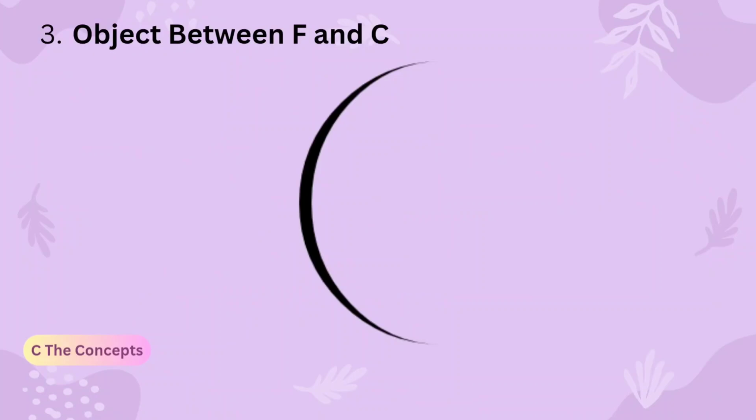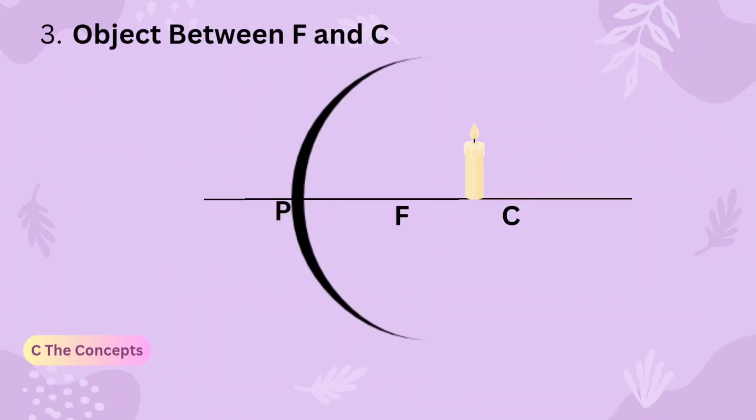Now let's move on to the next object position, that is object between focus F and center of curvature C. For it again we are taking our concave mirror, draw the principal axis, mark the points pole P, focus F, center of curvature. Once you place the object, select a ray parallel to the principal axis. The blue line over here indicates the incident ray.